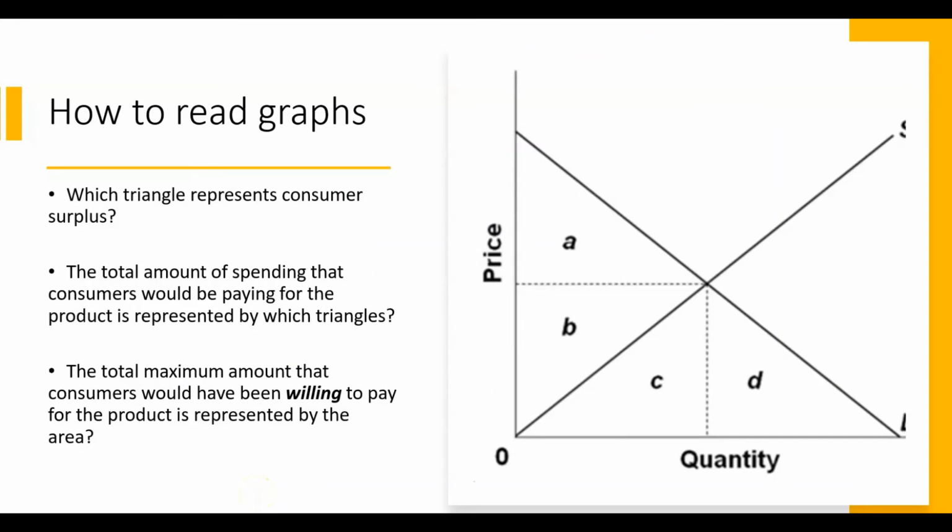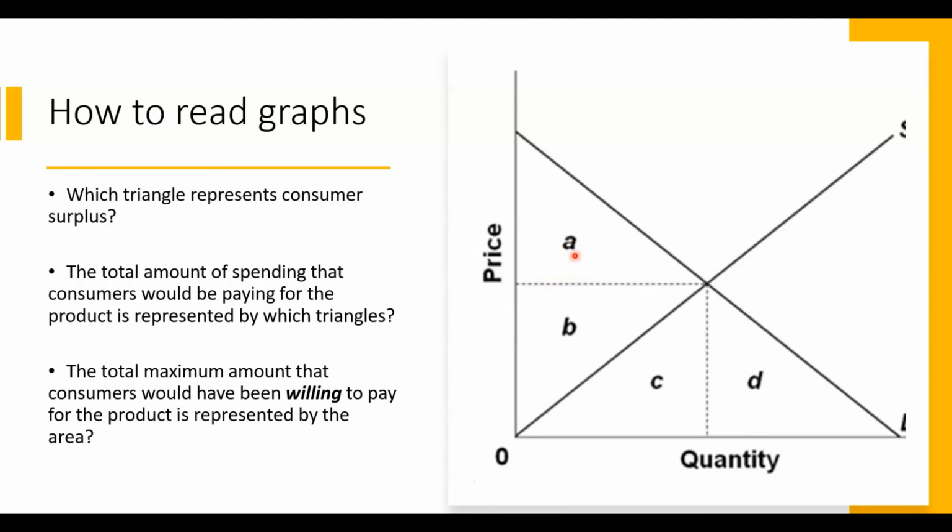Here we have a supply and demand curve, and we have triangles A, B, C, and D. The questions are going to ask you to correctly identify some of the concepts that we discussed. So the first question says, which triangle represents consumer surplus? Consumer surplus is the area underneath the demand curve and above the market price. So triangle A would represent consumer surplus.